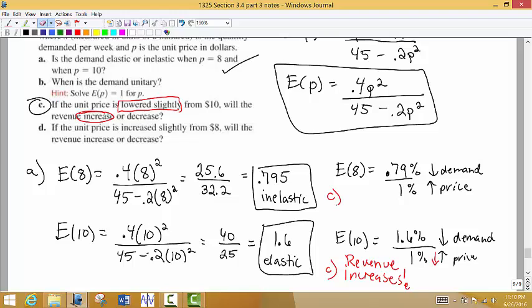Okay, we'll change this to part D. Okay, what about part D? It says here, if the unit price is increased slightly, so increased here from $8, what will happen to the revenue? So remember that in inelastic, my customers are very insensitive to price. They don't care if I raise it or lower it. They're going to buy it no matter what. So if I increase my price, then my revenue is going to move in the same direction. My revenue will increase. So my customers are going to buy it even if I raise the price. They're very price insensitive here.